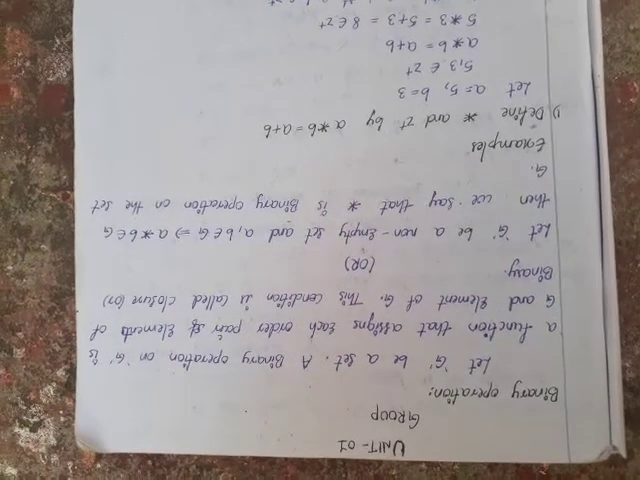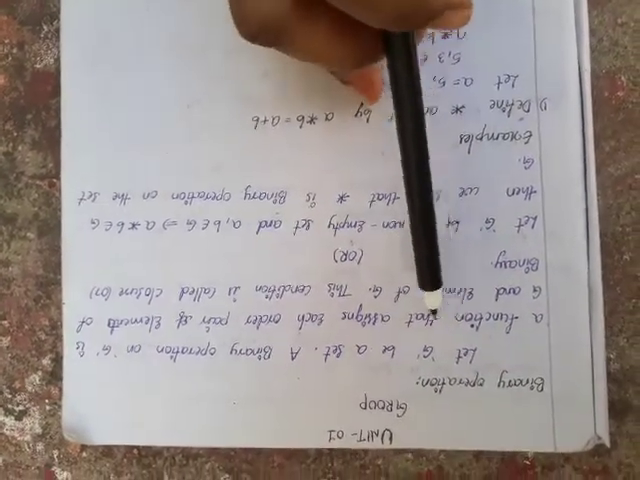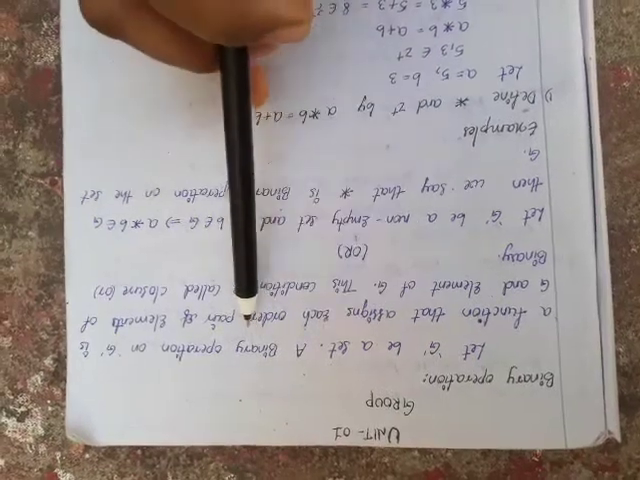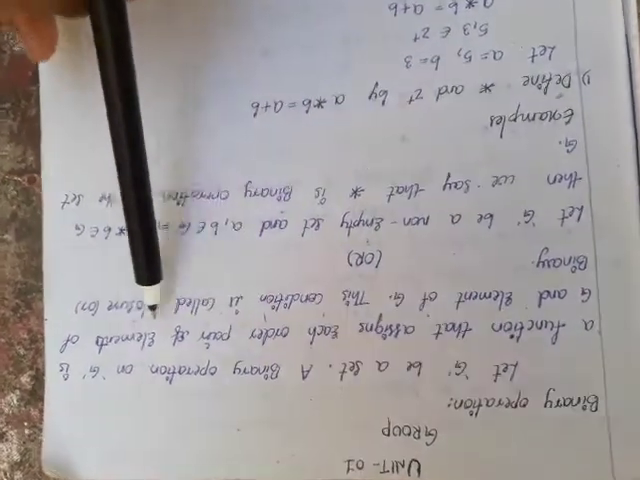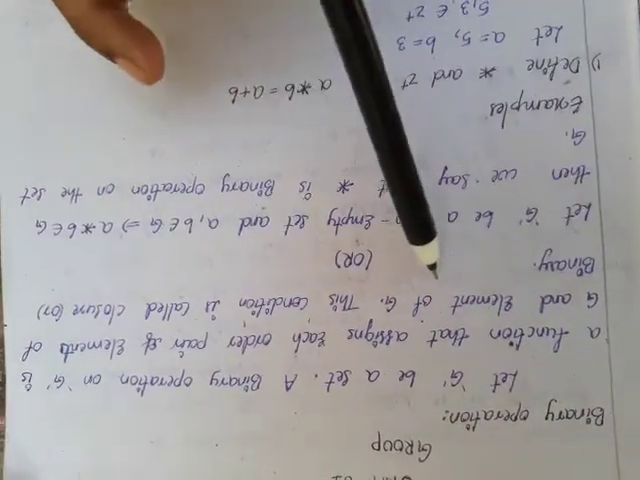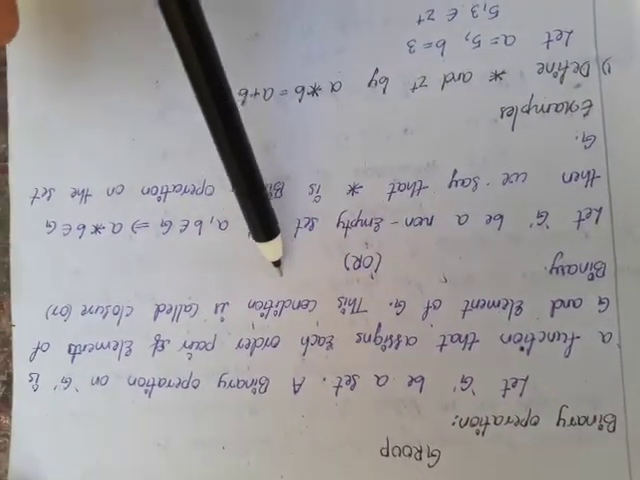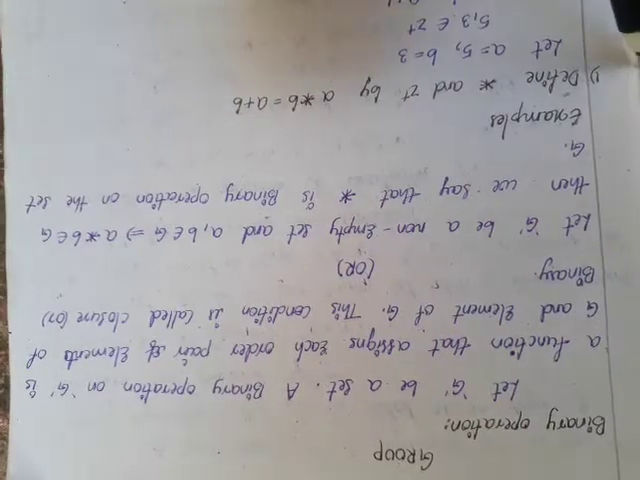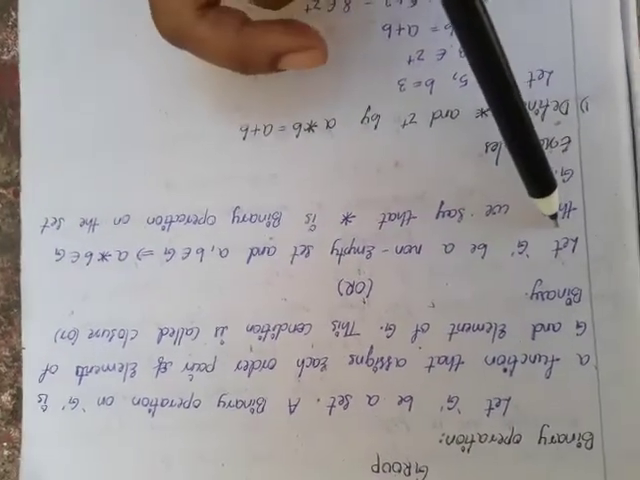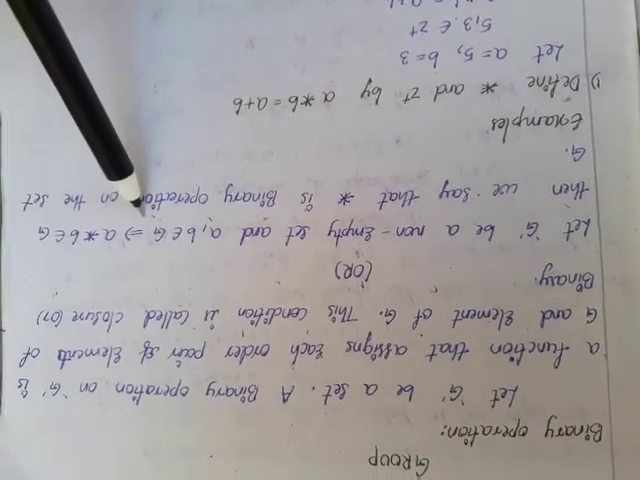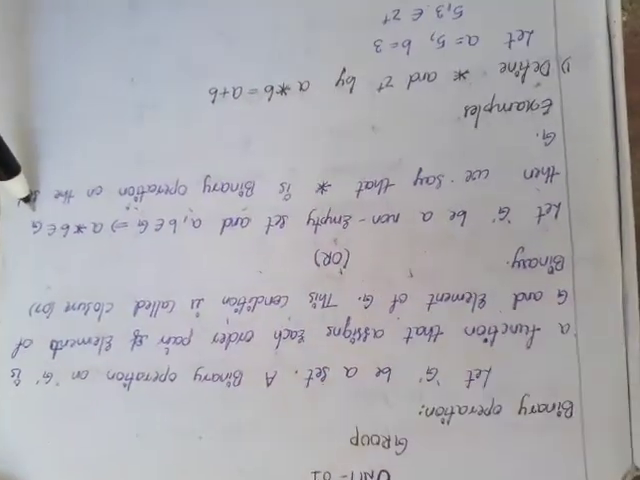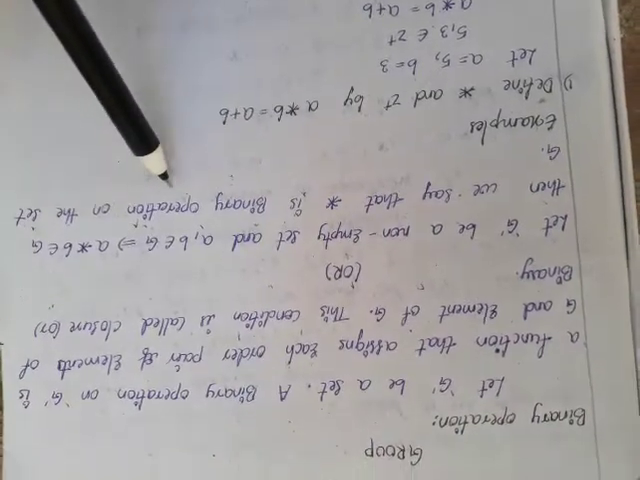Group binary operation. First of all, let capital G be a non-empty set. A binary operation on capital G is a function that assigns each ordered pair of elements of capital G an element of capital G. This condition is called closure. Another definition of binary operation: let capital G be a non-empty set and a, b belong to G. If this implies a star b belongs to G, then we say that star is a binary operation on the set capital G.